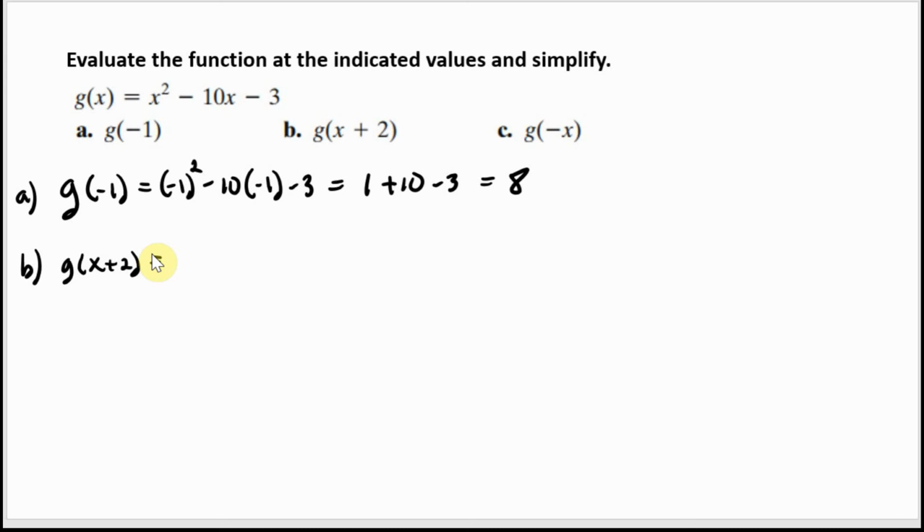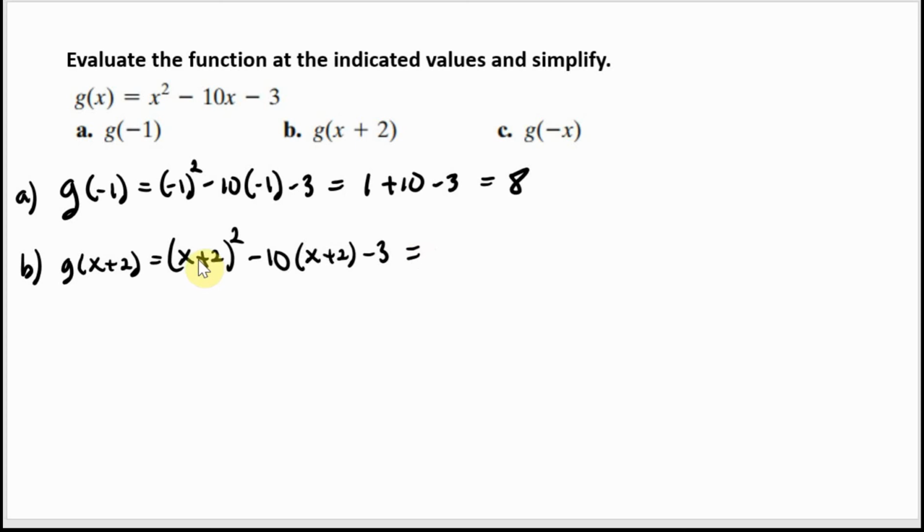Let's see. So what that says here, this says g of whatever this is, it's going to replace the x. So this is x plus 2, squared, minus 10 times parentheses x plus 2, and then minus 3. Do you see that? Okay. Is that all right? Okay, good.